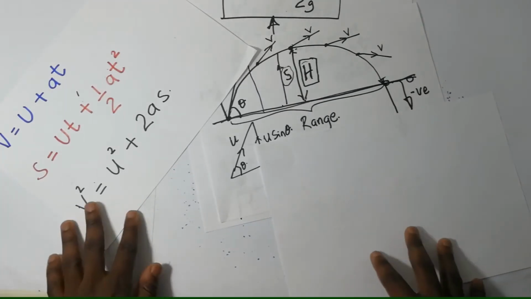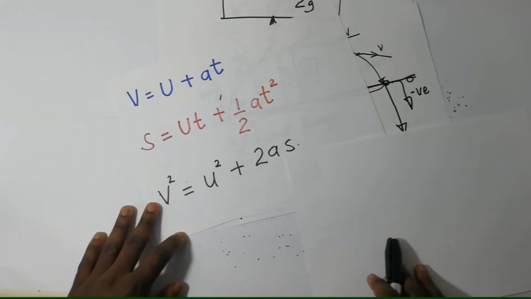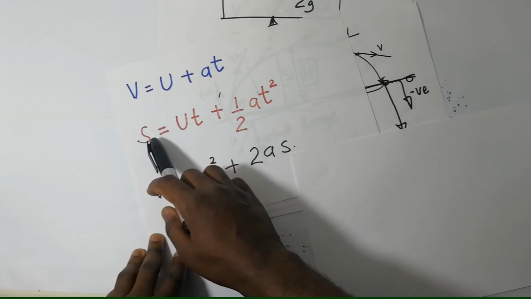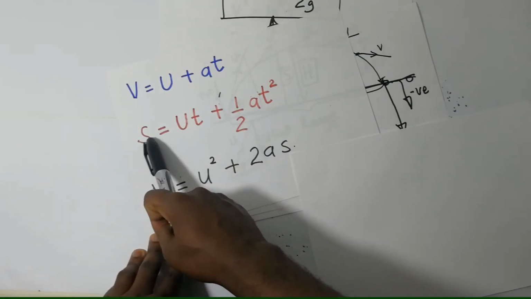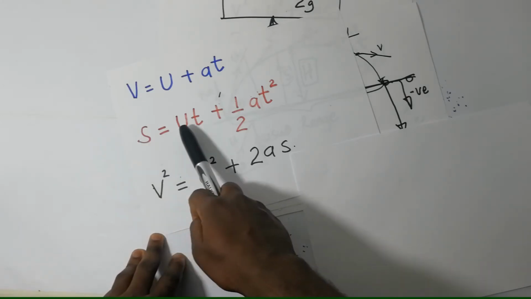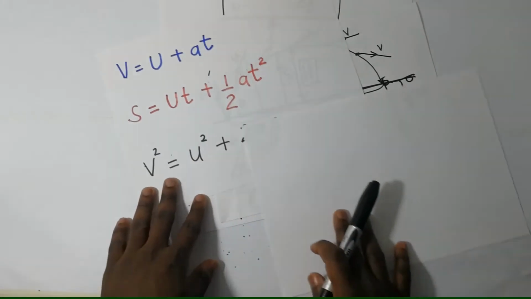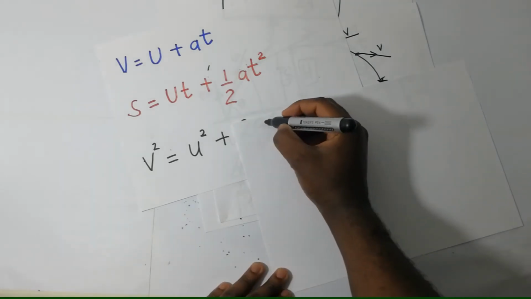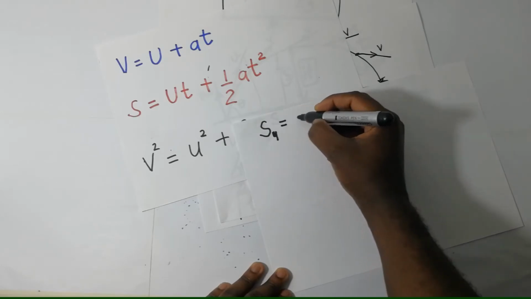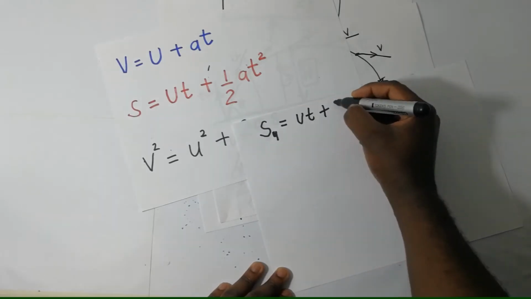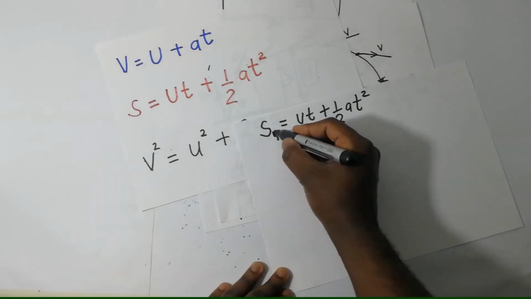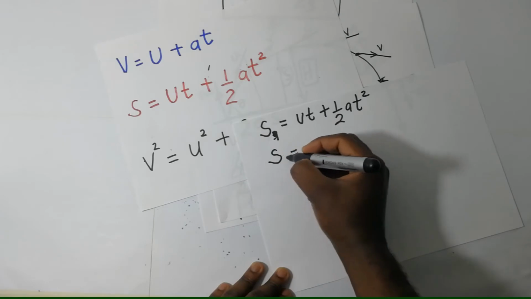So of course, as we proceed with that, we know that the expression that has displacement is the second equation of motion. It has displacement S, and here we are looking at the displacement in the y direction. So let's do that. Displacement, first of all, S is going to be equal to ut plus a half a t squared. So this is the displacement in the y direction.